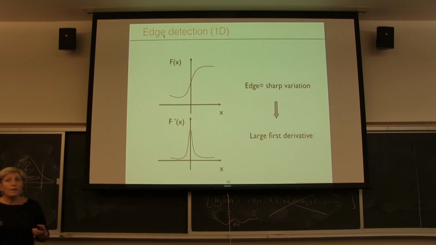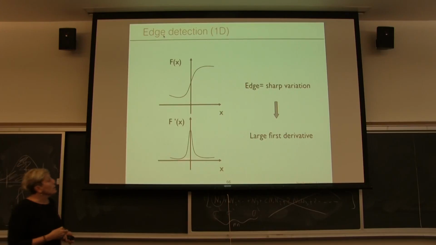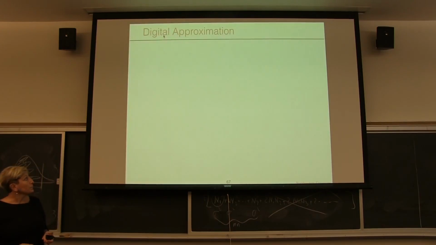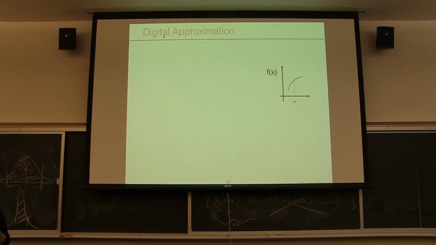Okay, so now finding the edge can be translated to looking at this plot and finding out where the peak is. Right? So I take the derivative, I look for a peak. Where I have a peak, I say I have an edge. Okay? Now, that was in the continuous domain. That was a cartoon. Let's go back to discrete.